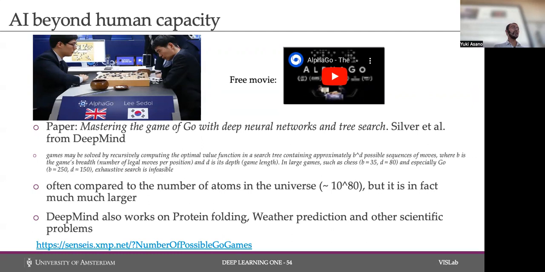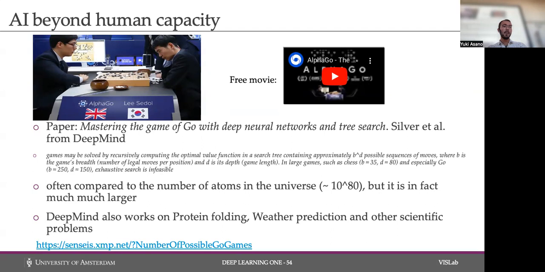DeepMind as a company also works on similar, very difficult problems like protein folding, weather prediction, and something like nuclear fusion as well. So believe it or not, deep learning is applied to all kinds of stuff where human capacity simply cannot do the job.